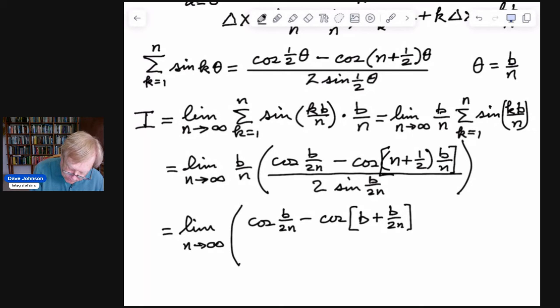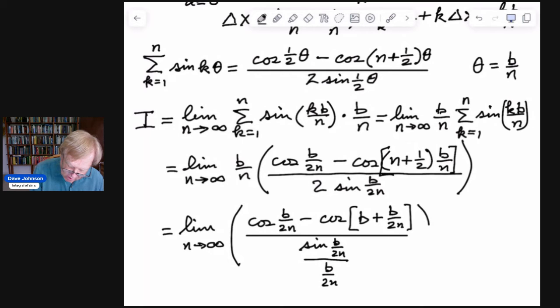And now, remembering that we still have this b over 2n, this 2 here comes out here, and then we've got a b over 2n, and I'm going to write that in the denominator of this. So I can write this as sine b over 2n divided by b over 2n.